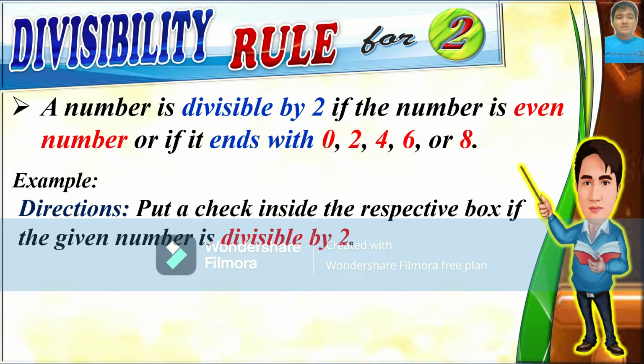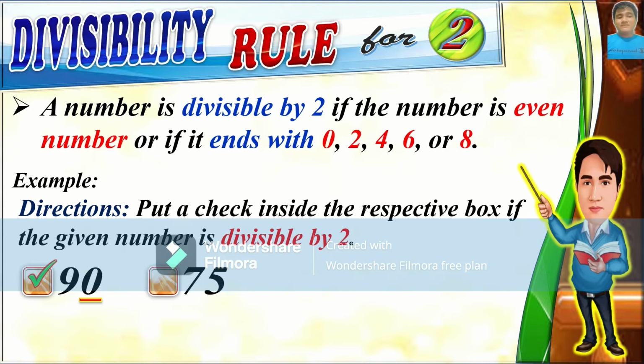For example, okay, here are the directions. Put a check inside the respective box if the given number is divisible by 2. Is 90 divisible by 2? Very good. Yes. So let us put a check inside the box, because it ends in 0, or because 90 is an even number.